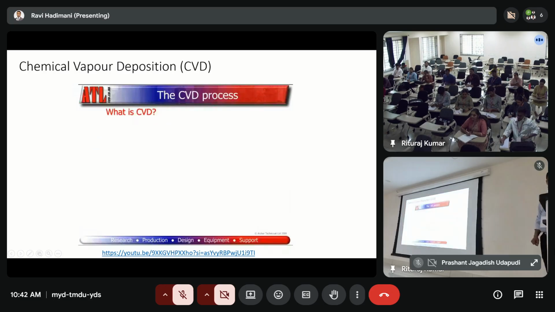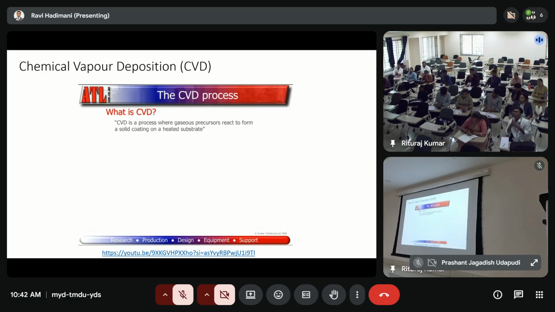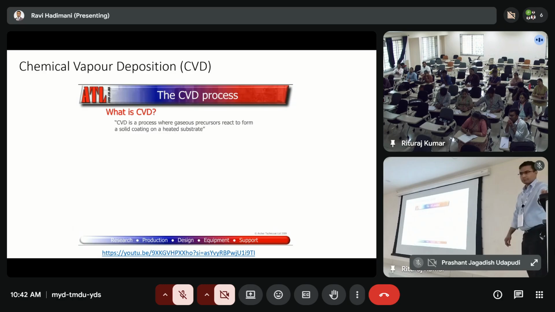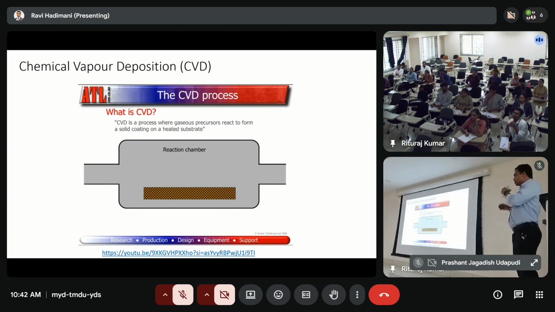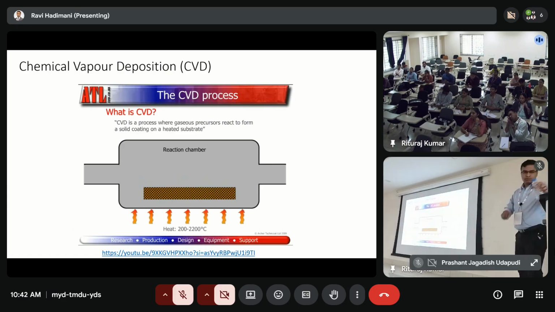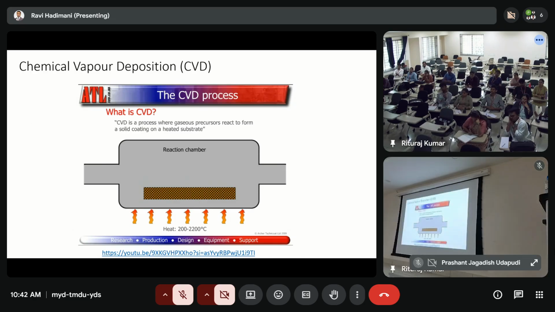What is CVD? CVD is a process where gaseous precursors react to form a solid coating on a heated substrate. Let's look at a typical example using a very simple schematic to explain the basic principles involved. The vessel in which the process takes place is called the reaction chamber. In this instance, we'll be coating a flat component with a metal coating, reducing the metal chloride with hydrogen. The first action is to heat the component to the desired reaction temperature, which can be anywhere between 200 degrees C and 2200 degrees C, depending on the coating and the component.